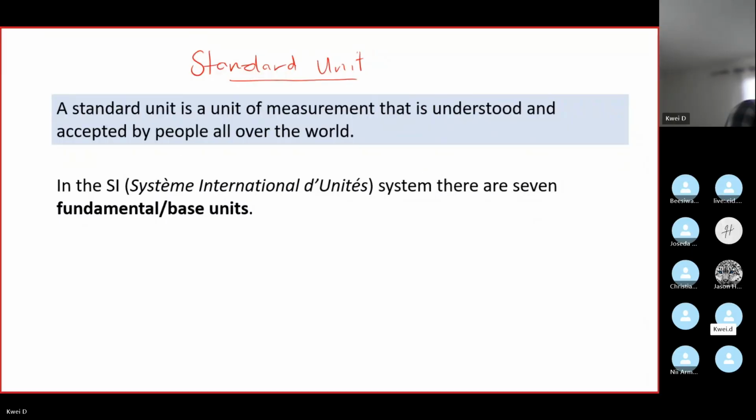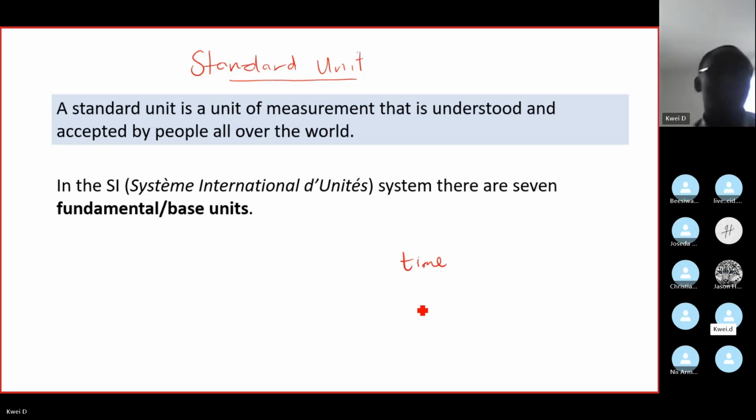Okay, a standard unit is a unit of measurement that is understood and accepted by people all over the world. Now, when it comes to measurements, that's when you are measuring things. We have several units of measurement. Let's say, for example, we are dealing with the measurement of time, which is very common to us.